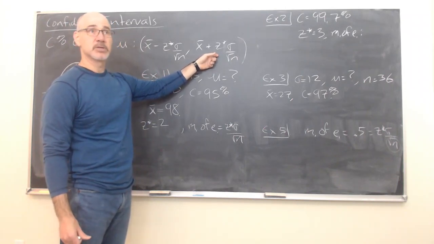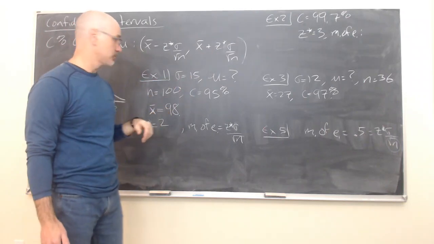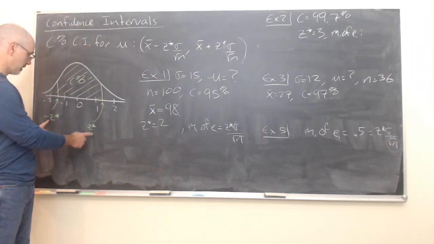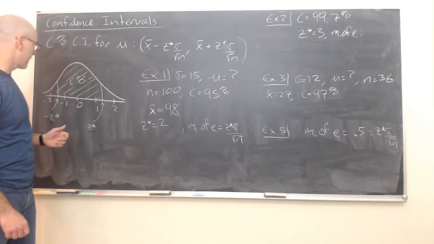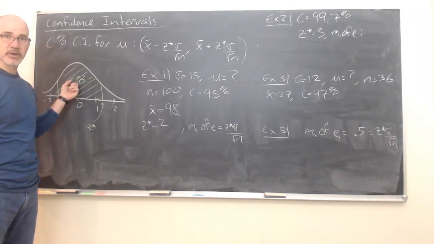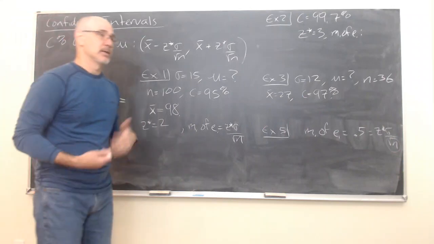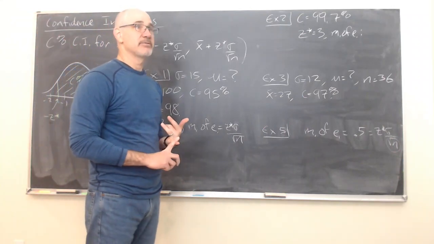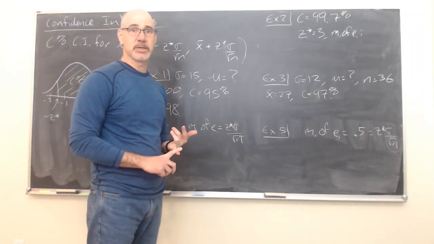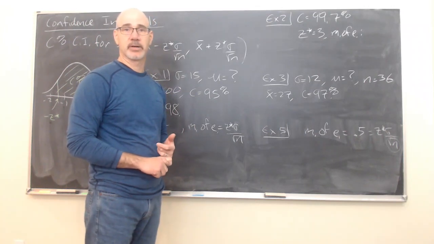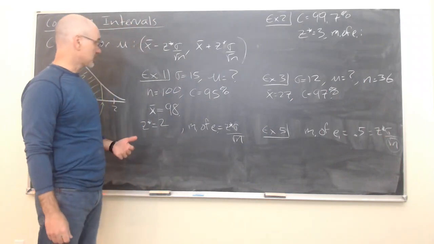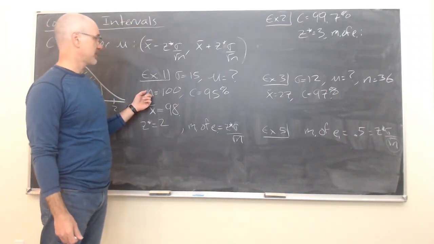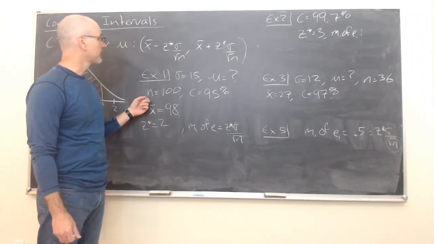And z star is known as the C% critical value. It represents the point on the standard normal curve, or the z-score, that captures the middle C% of our area. So the empirical rule says that if C is 95, then z star would be 2, because we get 95% of our area within 2 standard deviations of the mean. That's a fact that we're going to use in the first example that's already worked out in the notes, but I'll go through it here.